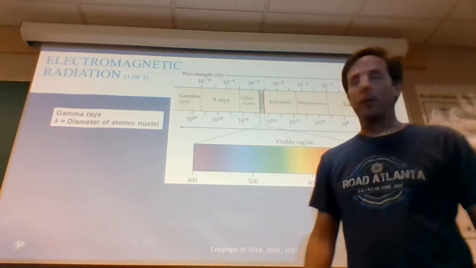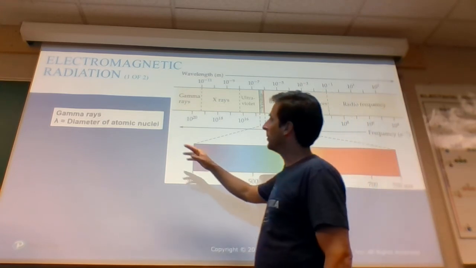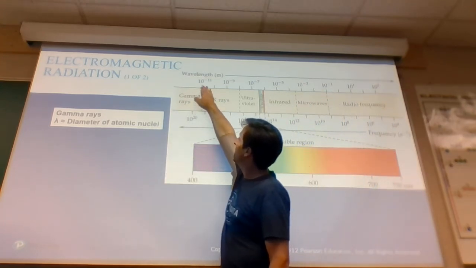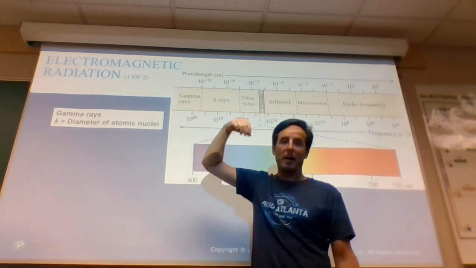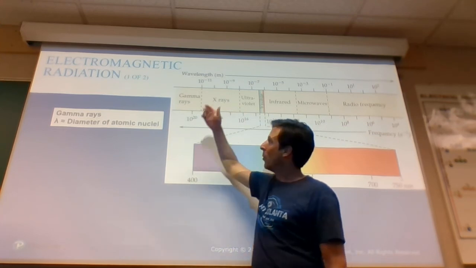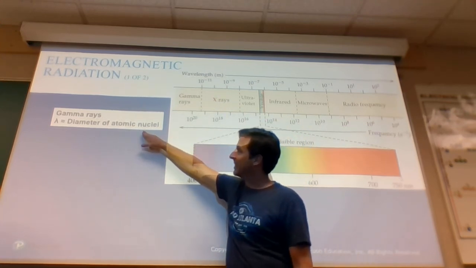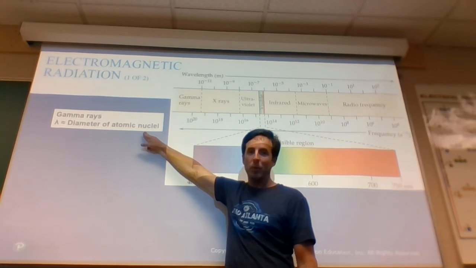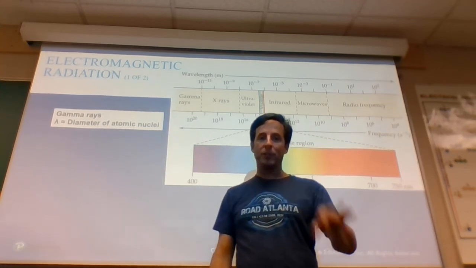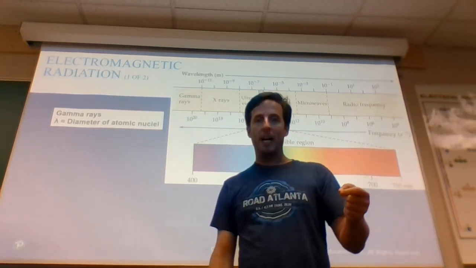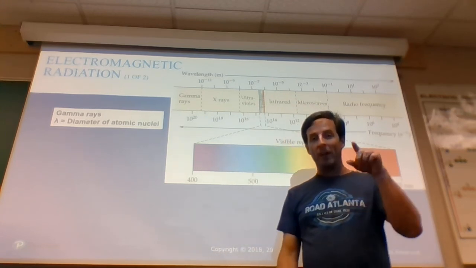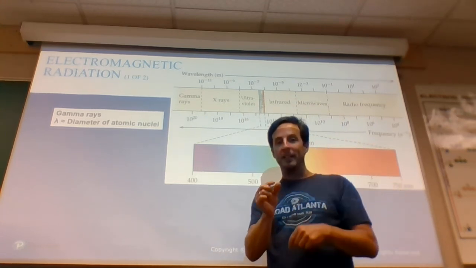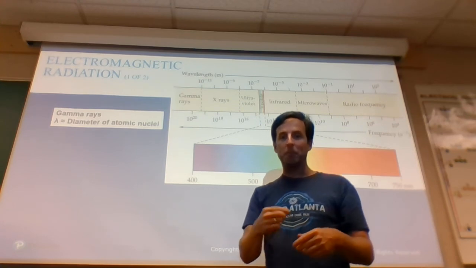So if we look at the scale, gamma rays, the wavelength of gamma rays can be smaller than 10 to the minus 11th meters. So we're talking smaller than the size of the nucleus of an atom. We're getting on the scale of below angstroms into picometers and stuff like that. So the wavelength, the distance between one wave and the next, is so tiny that it can't be seen.